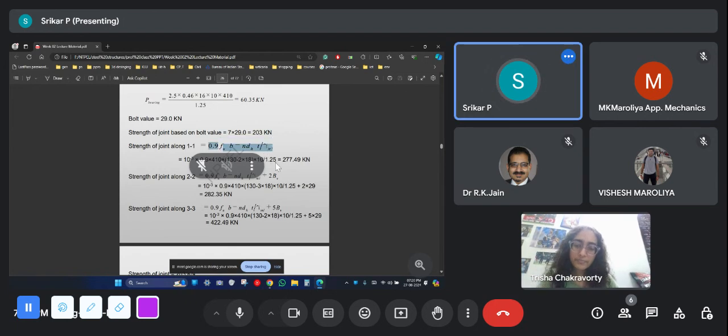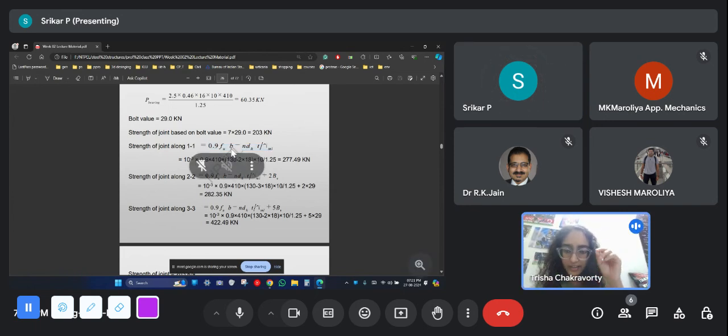Yes, ma'am, this formula you are saying, with 0.9? Yes, this is the tensile strength for a plate. B is the width of the plate, n is the number of bolts in a particular section, along the section perpendicular to the load application. So there are two bolts here, so subtract 2 times 18. 18 is the bolt hole diameter, and t is the thickness of the thinner plate, and we divide by the factor of safety to get this. This is fine. This is the strength of joint 1-1.